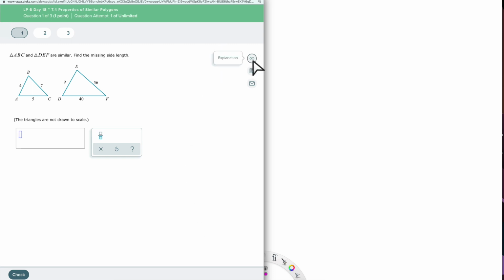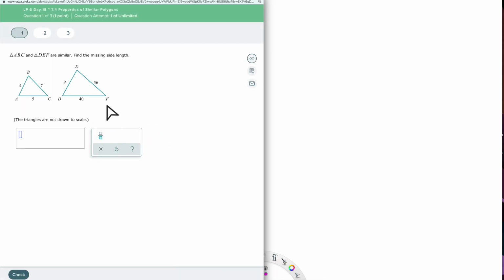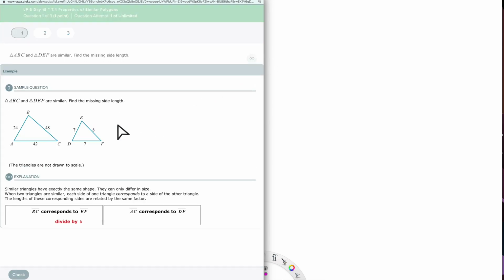We have explanation here. Explanation tells you you're going to lose your question attempt because it's going to give you the answer to this question. So it's not going to give you the answer and then let you type it in. Example, we'll just show you an example of exactly what it is we're going to be working on.